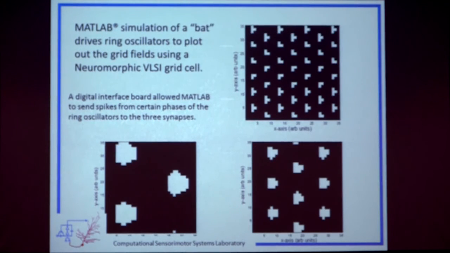So using the MATLAB simulation of the ring oscillators, the computer then spits out address events to the neuron chip, and we are able to reconstruct grid cell patterns on the chip for a single grid cell. That's the interesting thing, is I don't have to simulate the whole 2-dimensional array of neurons in order to get a single grid cell. And so this is kind of a beneficial aspect of this structure.